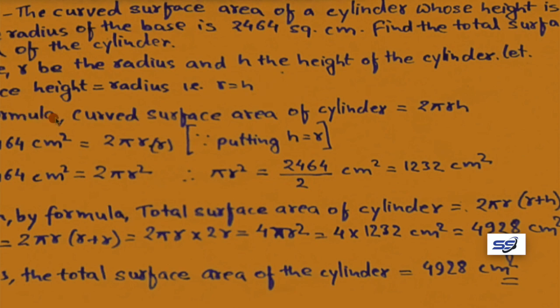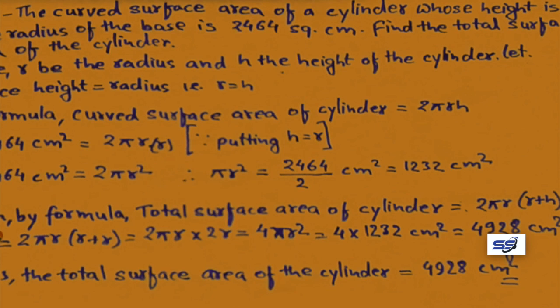By formula, curved surface area of cylinder is equal to 2 pi RS, and this is our formula to find the curved surface area of a cylinder. Given our equation, 2464 centimeter square is equal to 2 pi r into r. Here r is in place of s, putting s equal r, we can easily place r in place of s. Or 2464 centimeter square is equal to 2 pi r square, therefore pi r square is equal to 2464 upon 2 centimeter square, which is equal to 1232 centimeter square.